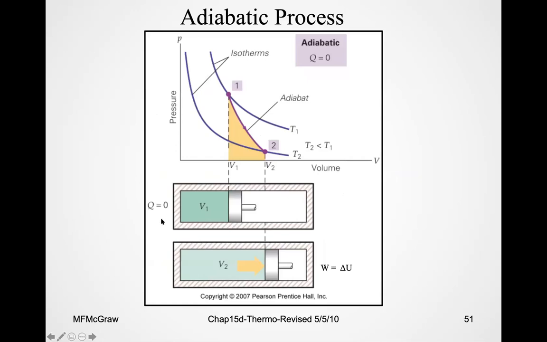Adiabatic process is where we have no heat flow. I think of this as being in a hydro flask or being in a big insulated tub. We have no exchange of heat. So it's an adiabatic process. If we look at our changing volume, our changing pressure, and our changing temperature, it'll all be isolated to within the piston. And so our work done is equal to our change in internal energy.